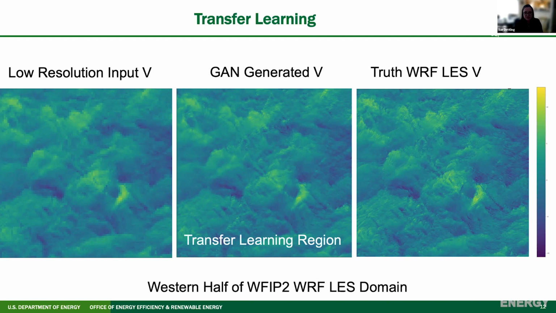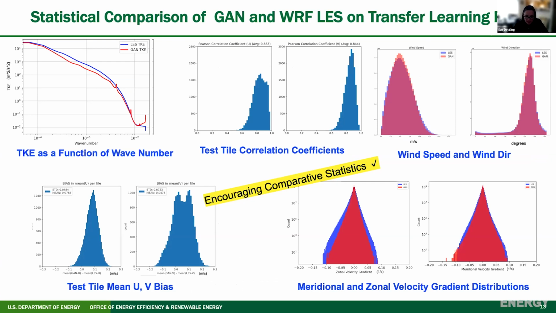We performed the same set of comparative statistics on the GAN-generated wind and the WRF LES wind in the transfer learning region. We see the GAN is generating a little less energy than the LES, but overall agreement is still good. The wind component correlation coefficients for data tiles in the transfer region aren't quite as high as in the training testing region, but they're still very positive. The wind direction and wind speed distributions between the LES and the GAN-generated wind align well. There's a little more spread to the mean bias distributions, but still the values are basically between plus or minus 0.2 meters per second, which is still quite low. So overall, the results of the statistical comparison are super encouraging on the transfer learning region.